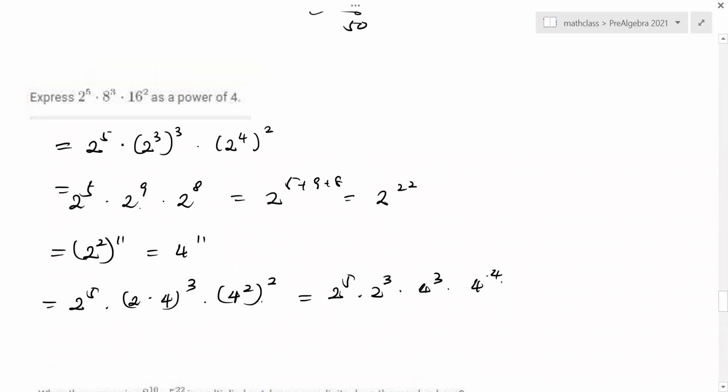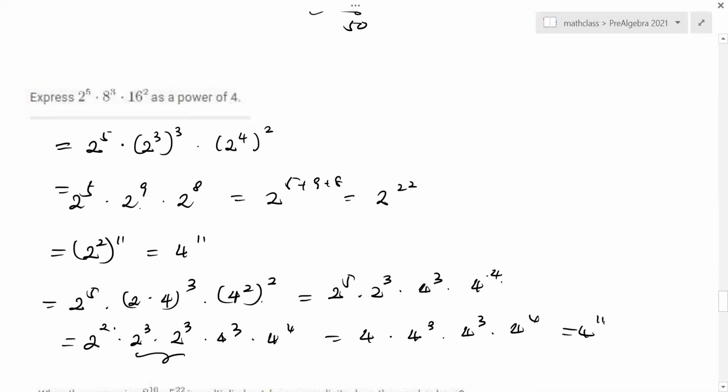I think the 2 to the 5th is going to be 2 squared times 2 to the cube. You see, this is getting more complicated. Then this 2 will be combined. Here's a 4, and 4 cubed, and 4 cubed, 4, right? And add them together, 1 plus 3 plus 3, gives me 4 to the 11th. But I think that second method is much more complicated.